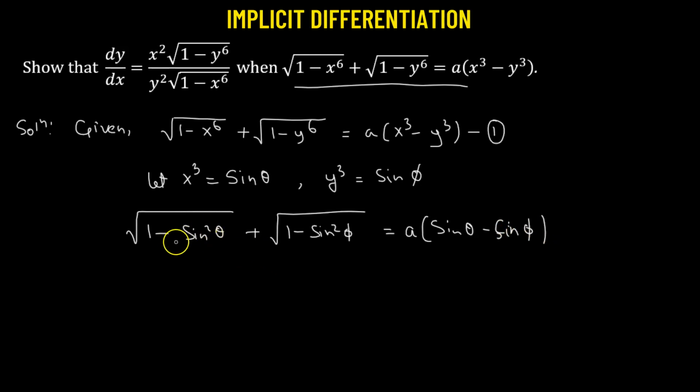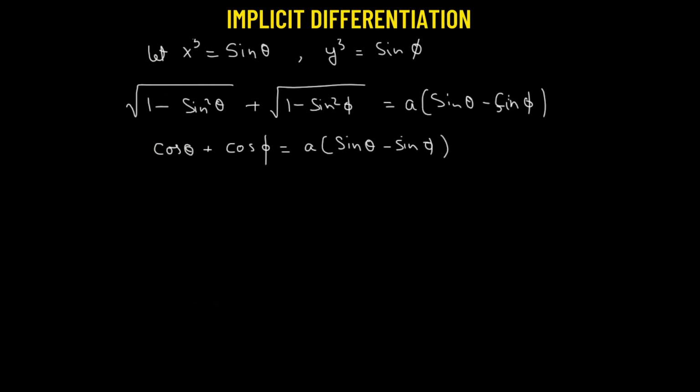Now this is an identity. We know that sine squared theta plus cosine squared theta equals 1. So that means square root of 1 minus sine squared theta is simply cosine of theta. Similarly, square root of 1 minus sine squared phi will be cosine of phi. So this will be equal to a multiplied by sine of theta minus sine of phi. Right. Now we will combine cosine theta plus cosine of phi.